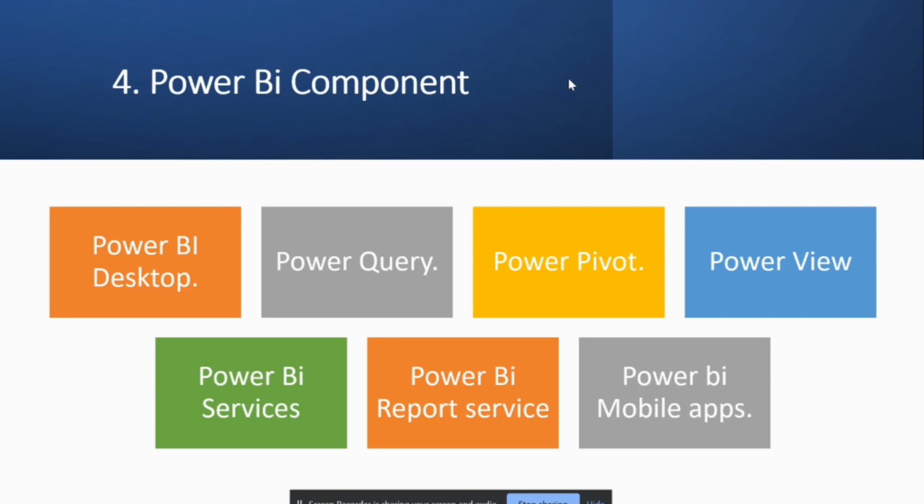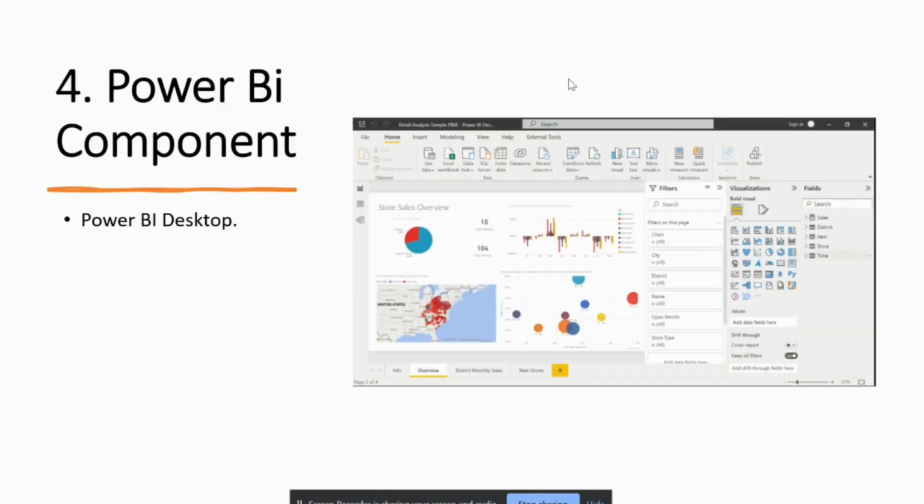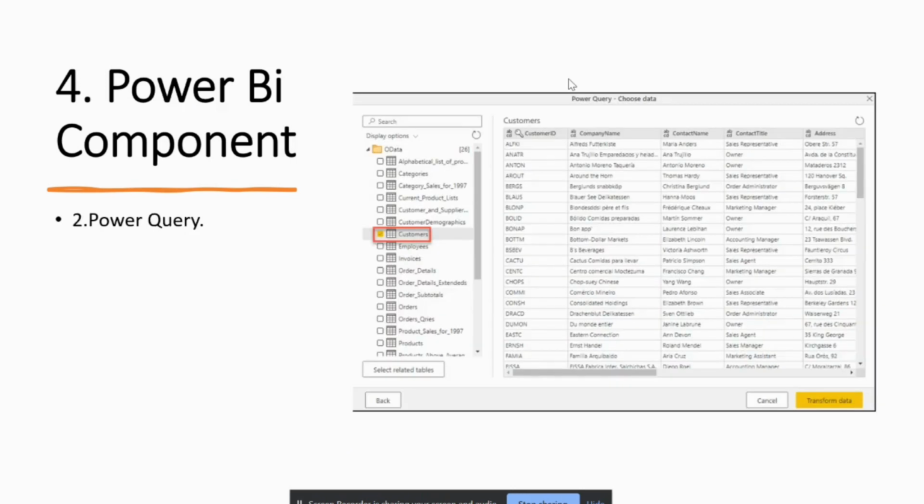Then Power Pivot. Power Pivot is a combination of data modeling and DAX. What is data modeling and DAX, we are going to see very soon. Then we have Power View, Power BI Services, Power BI Report Services, and the Power BI mobile app. We are going to see these very quickly. First of all is Power BI Desktop, where we create various kinds of charts and visualizations based upon the data. Second one is Power Query. As I said, once you load the data, it goes to the Power Query editor, where we have a lot of options to clean or transform the data, and again load the data to Power BI.